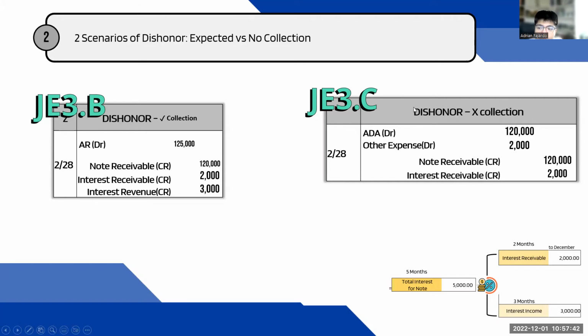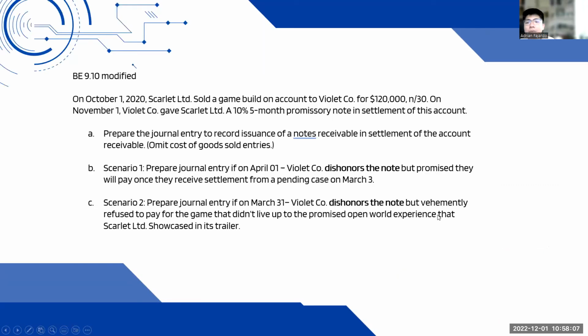And therefore, when it's dishonored and there's no expected collection, then the journal entry will simply be a debit to represent the impairment for your notes receivable, which is 120,000, and then it's partnered with notes receivable. And then the previously recorded interest receivable of 2,000, you partner with other expenses. So basically, that's the whole scenario.